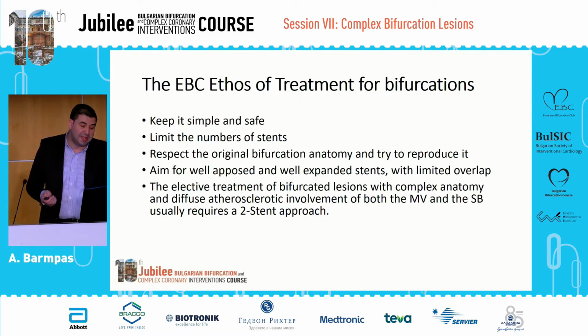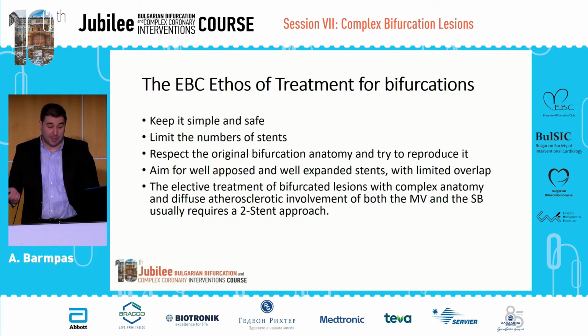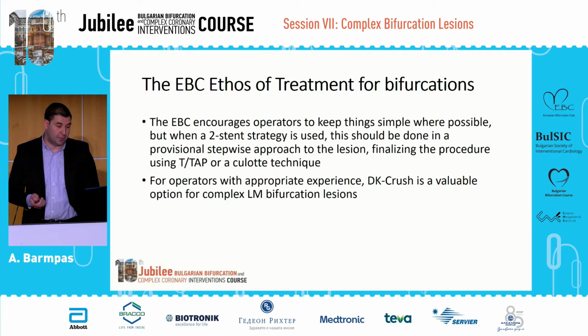The EBC principles of treatment for bifurcations: keep it simple and safe, limit the number of stents, respect the original bifurcation anatomy, and try to reproduce it. Aim for well-apposed and well-expanded stents with limited overlap. The elective treatment of bifurcated lesions with complex anatomy and diffuse atherosclerotic involvement of both the main vessel and the side branch usually requires a two-stent approach.